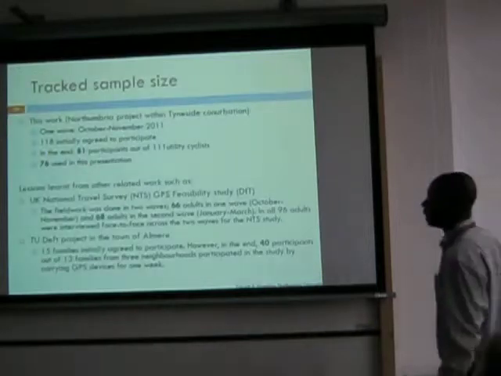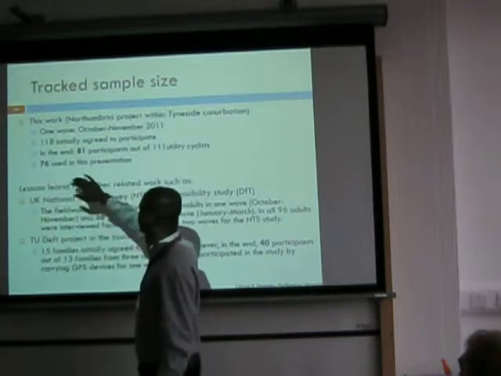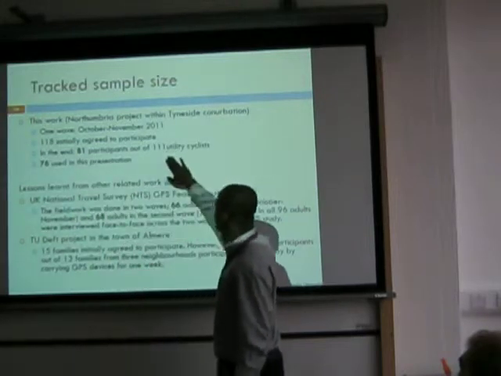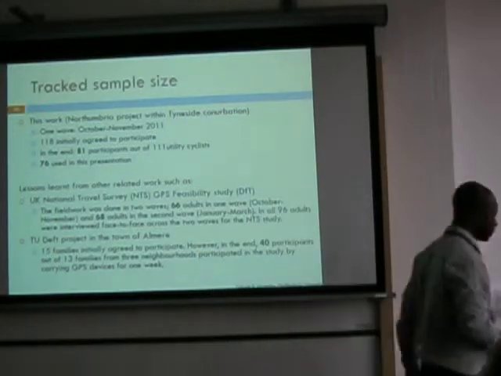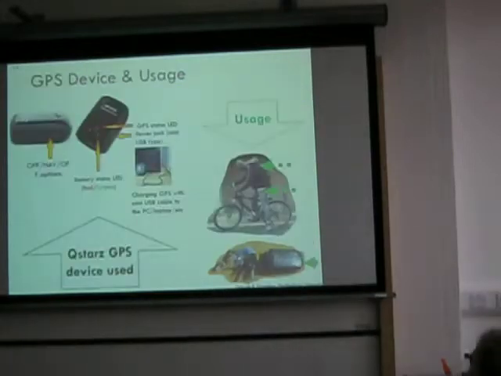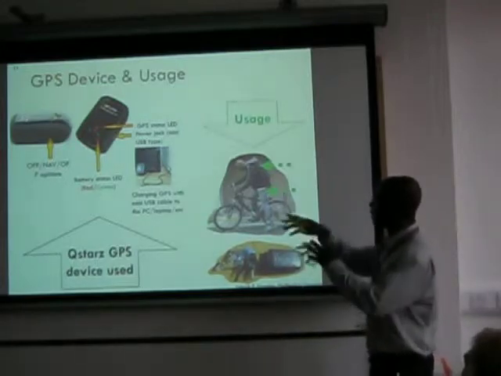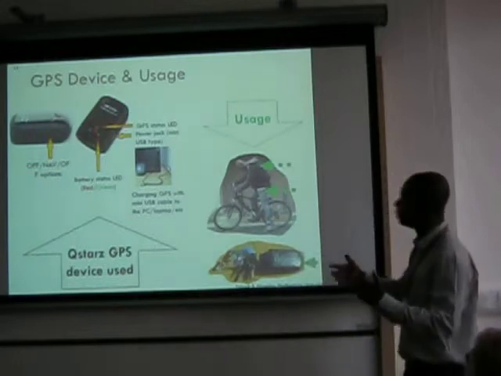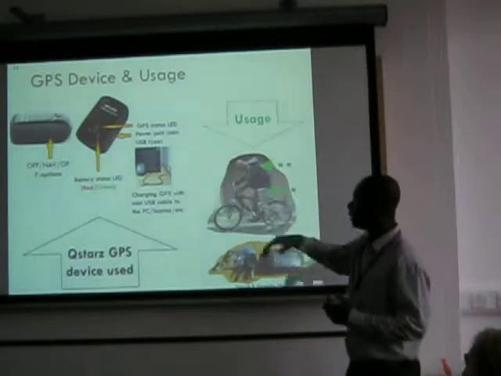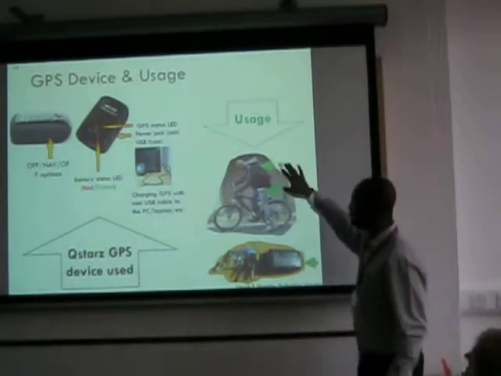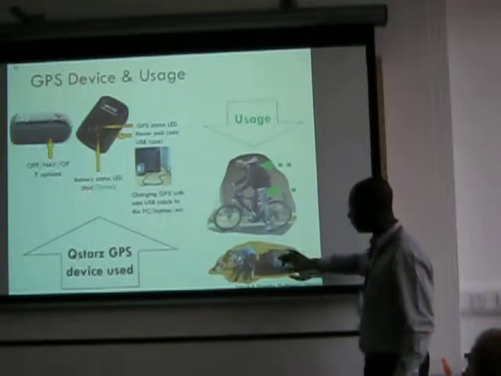So eventually, I think what happened is 118 initially agreed, and then 81 participated. That is out of 111 utility cyclists. And for this presentation, I'm using 76 participants. So that's the GPS I used. And the participants were given something like this in the leaflet, and then we introduced how they could switch it on and off and stuff like that, the meaning of all those LED indicators. And also they were advised to place it either in the top compartment of the bag or in the pocket or on the key-ring.